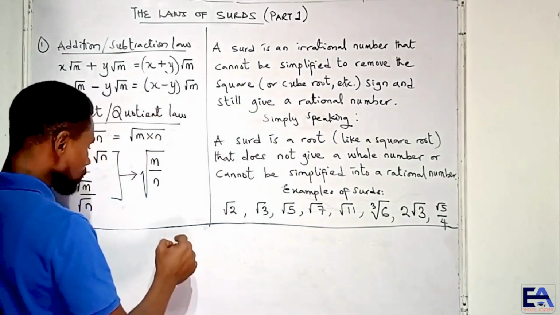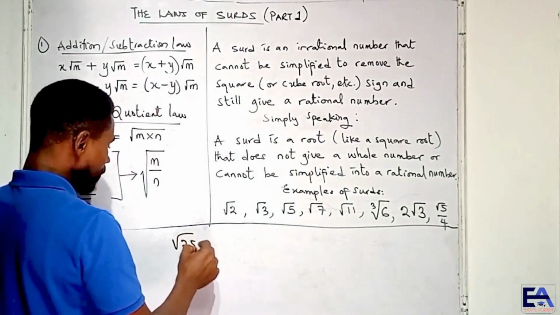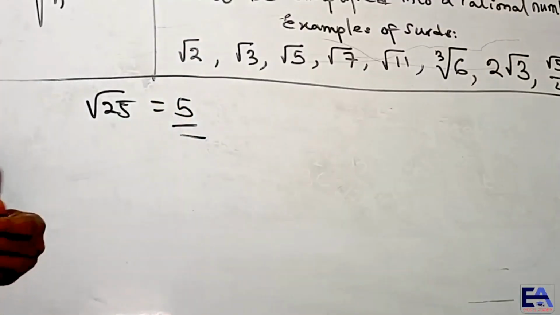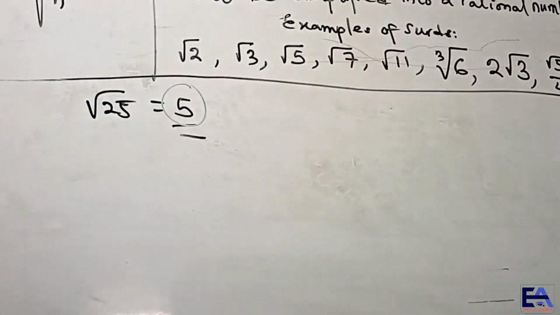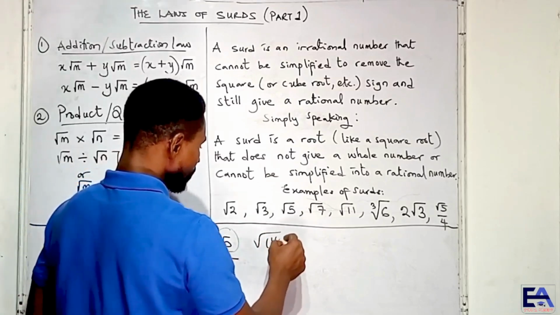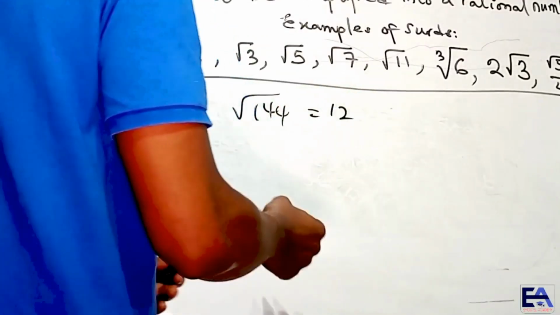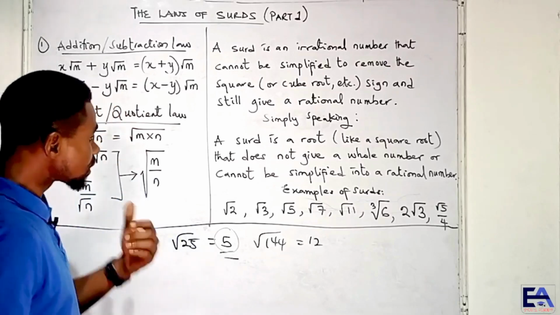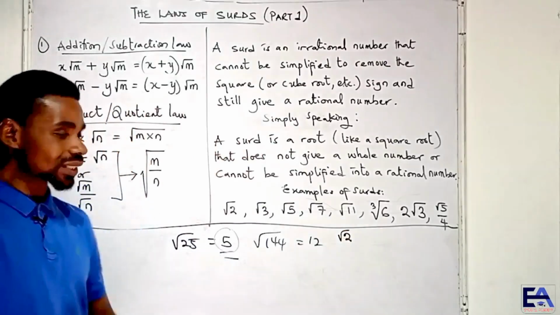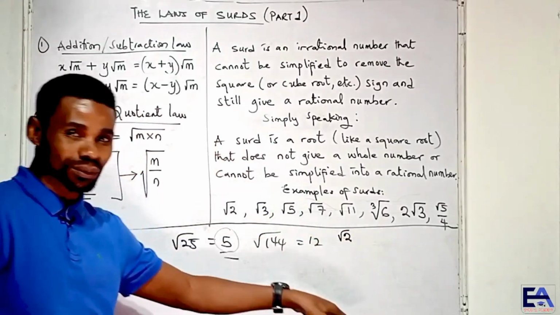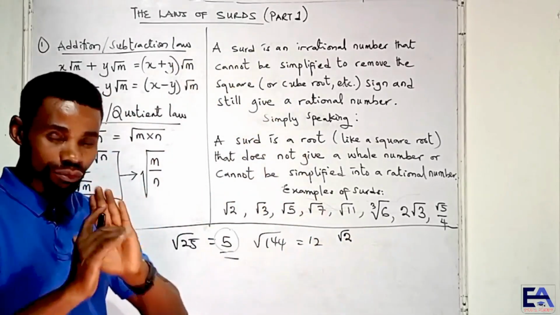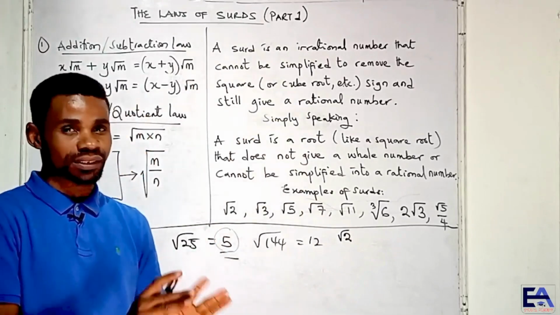For instance, if you have the square root of 25, the square root of 25 is simply 5, which is a rational number. The square root of 144 is 12. But in a situation where we have root 2, you cannot further simplify root 2. You cannot break it down. You cannot do anything to it anymore. You just leave it as root 2.